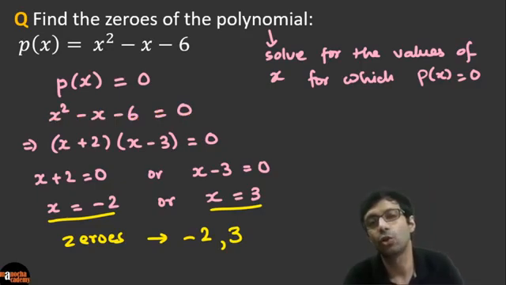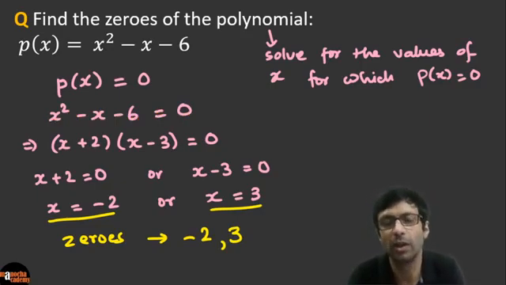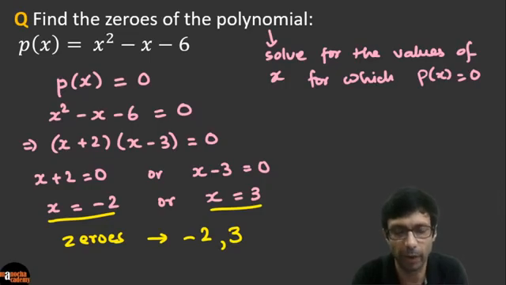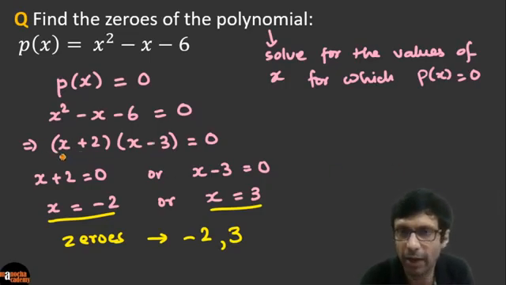Now basically we need to solve the equation. That will give us the values of x for which the polynomial is 0, right? And how do you solve it? You just factorize it, right? And you do that. So what do you get?